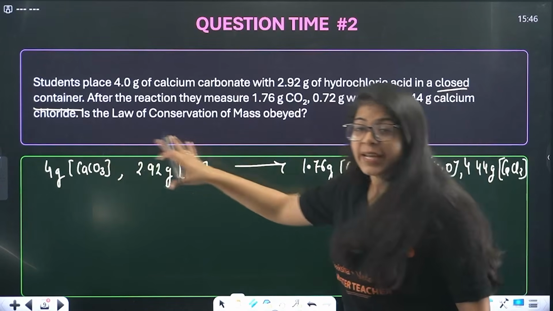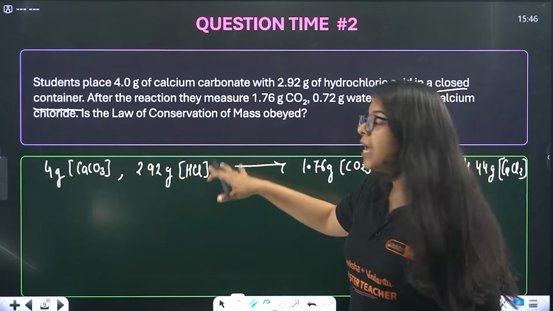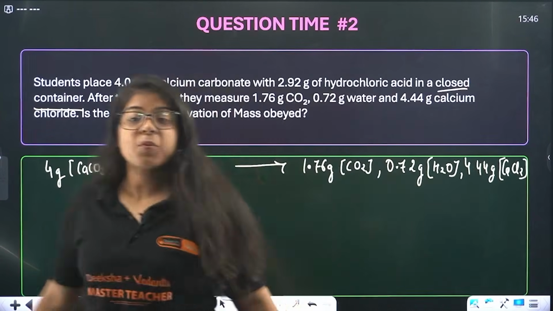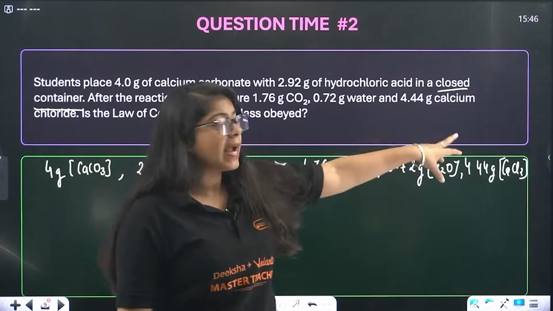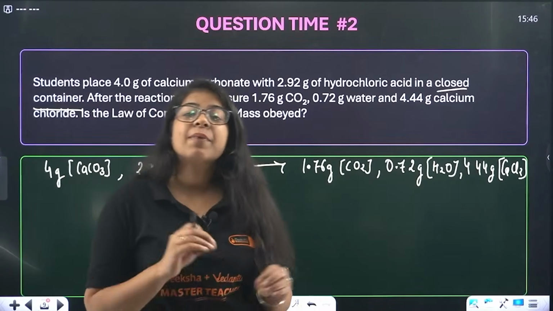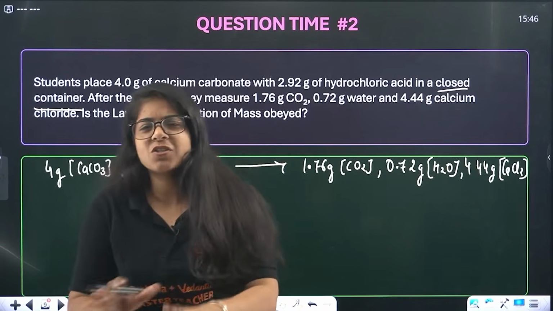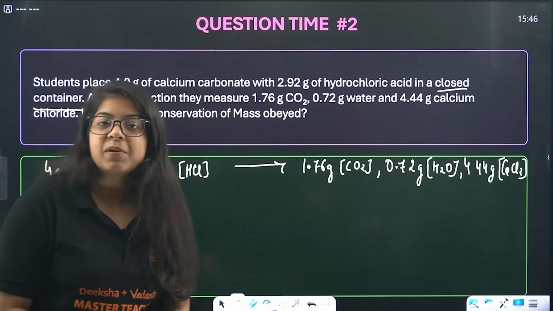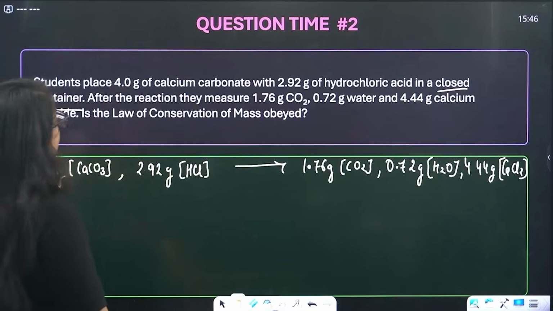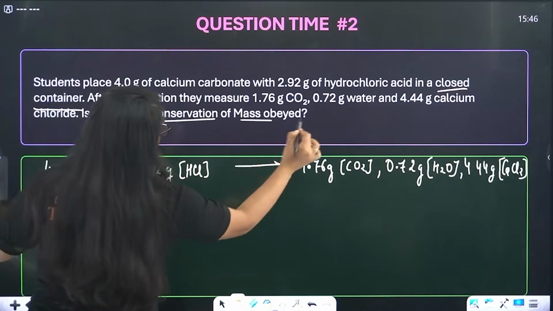They take 2 reactants, CaCO3 plus HCl. They did a reaction and 3 products were formed, carbon dioxide, water and CaCl2, and their measurings are there. All the words I said, reaction, reactant, products, just forget about them. Just look at the numbers. Right now, look at the math here. Now, is the law of conservation of mass obeyed?